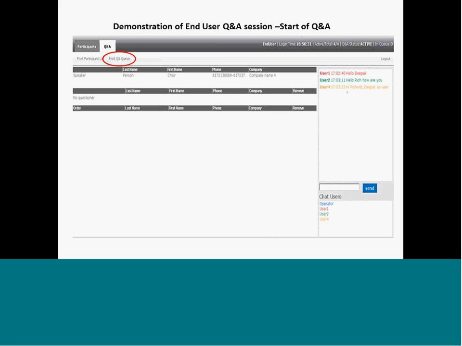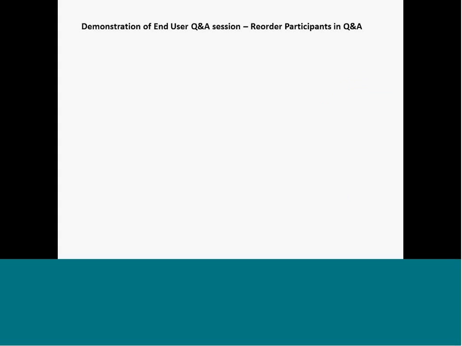During a Q&A session, the end user can request the operator to take the following actions. Firstly, to request the queue is reordered. Secondly, to request that a participant is removed from the queue. And thirdly, to request that a questioner is muted or unmuted. So let's now look at how to request to reorder the Q&A queue.